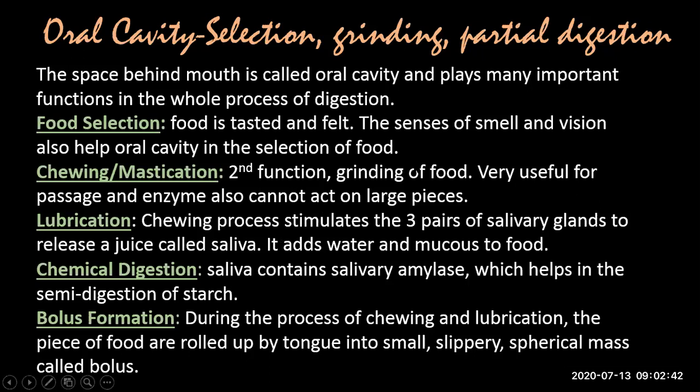Then comes the topic of function of lubrication. The chewing process stimulates the three pairs of salivary glands to release a juice called saliva. When we are chewing, our salivary glands are stimulated, and the juice, which is called saliva, is added into our food, which is actually lubricating the food.